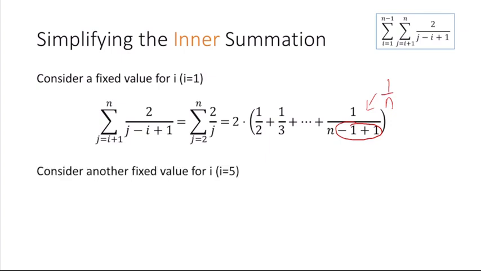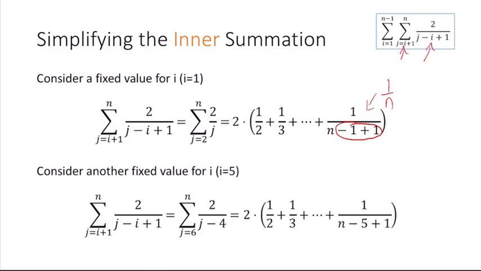Well, let's plug in another value for i. Let's plug in 5 into here and here. When you plug in 5, your bottom limit becomes 6, and we end up with 2 over j minus 4. Again, the 2 can come out just like before, and we'll have 2 times, well, what is 1 over 6 minus 4? That's a half. What is 1 over 7 minus 4? That's a third, all the way up to 1 over n minus 5 plus 1.